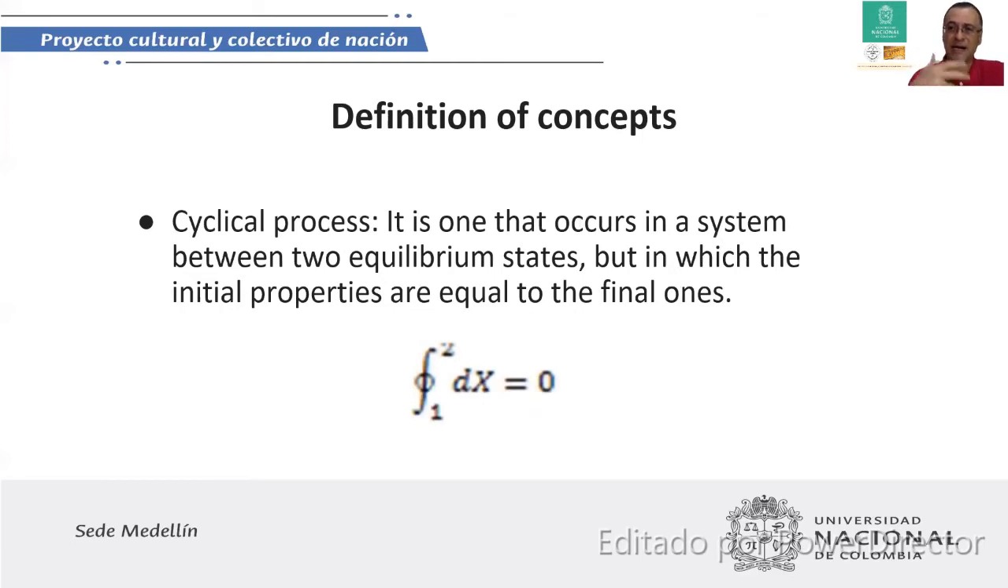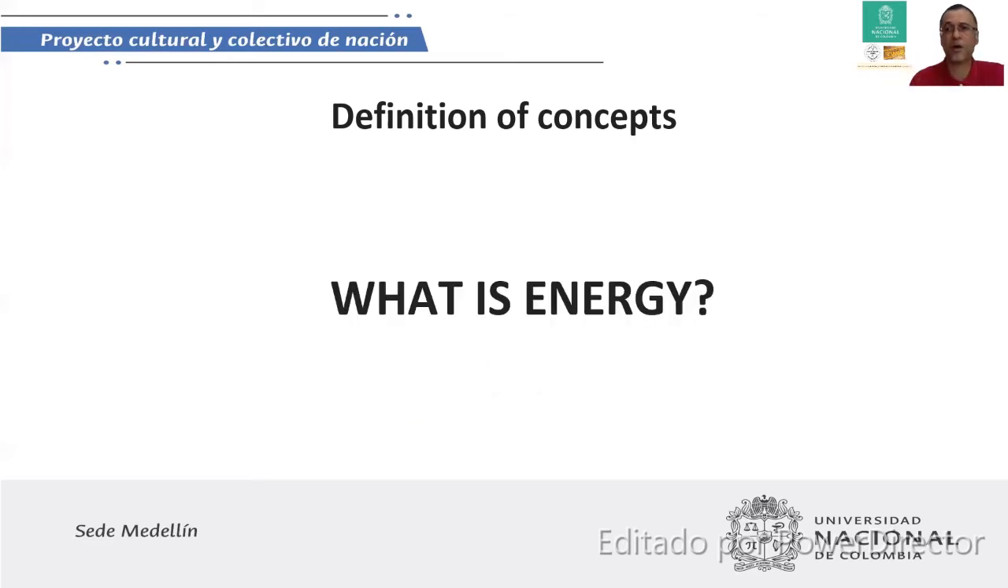And there exists a special kind of process, the cyclical process. The cyclical process is a process that occurs in a system when the final state is the same as the initial state, okay? It means that the change of the property is zero because it's a property. You calculate the value of the property in the final state and in the initial state. The difference is delta, but in a cyclical process, the change of the property is zero, only if you are calculating a property.